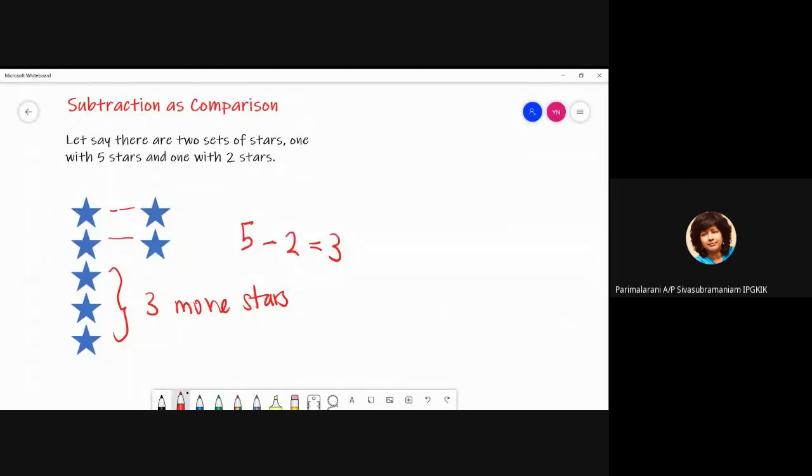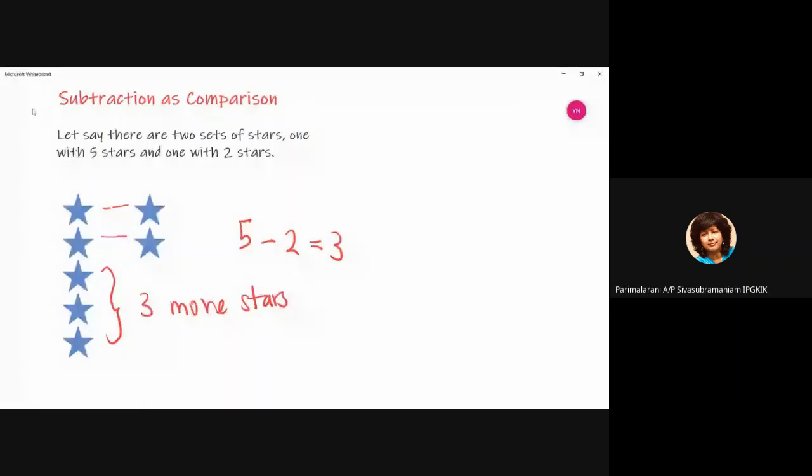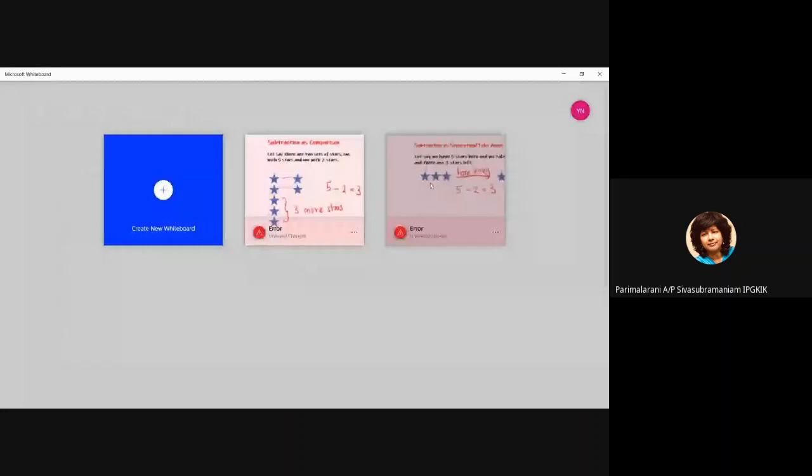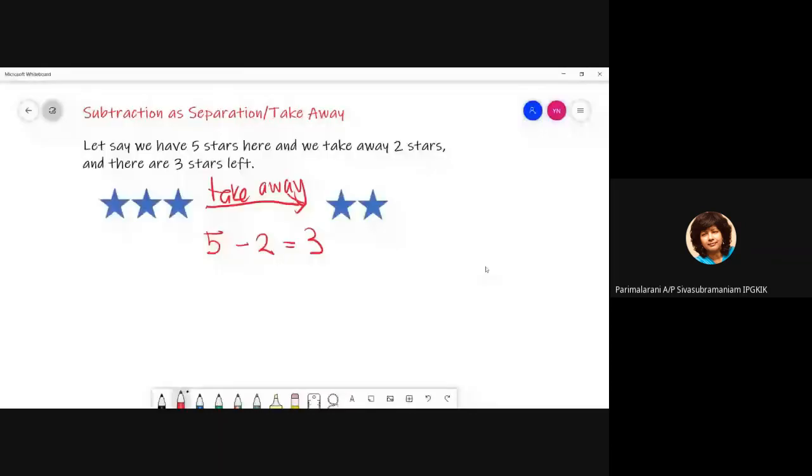Go back to your earliest slide, please. Takeaway. Okay, so Yunjun has given us 2 concepts of subtraction. The first is the concept of subtraction as takeaway or the separation model. The second one is subtraction as comparison.